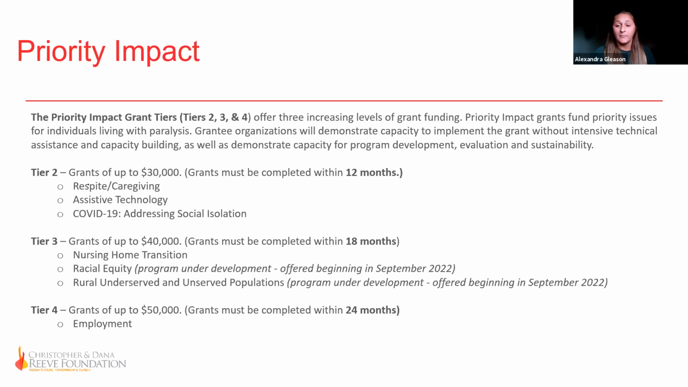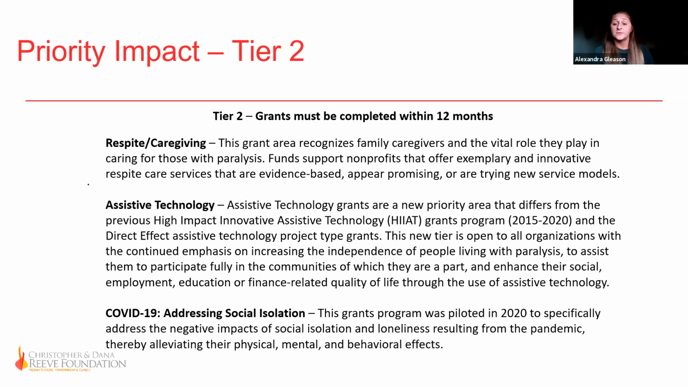The priority impact grant tiers 2, 3, and 4 offer 3 increasing levels of grant funding. Priority impact grants fund priority issues for individuals living with paralysis. Grantee organizations should demonstrate the capacity to implement the grant without intensive technical assistance and capacity building, as well as demonstrate capacity for program development, evaluation, and sustainability. Tier 2 is comprised of 3 different priority impact areas: respite caregiving, assistive technology, and COVID-19 addressing social isolation. You can request up to $30,000 for any of these within this tier.